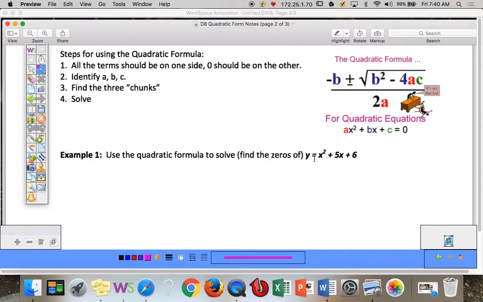Use the quadratic formula to find the zeros of x squared plus 5x plus 6. So again, we know one method. We can factor, set each factor equal to 0, and solve. But let's solve using the quadratic formula.